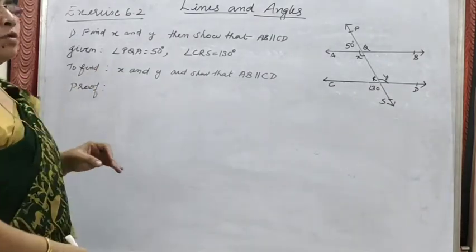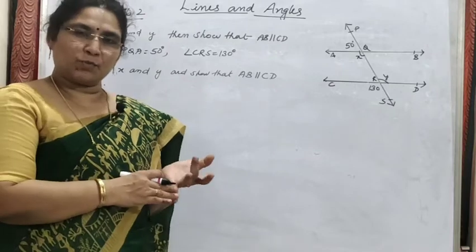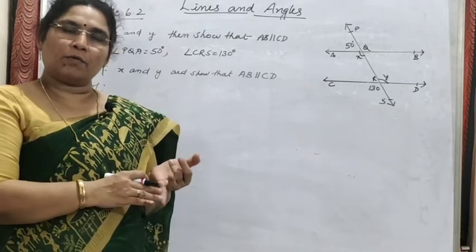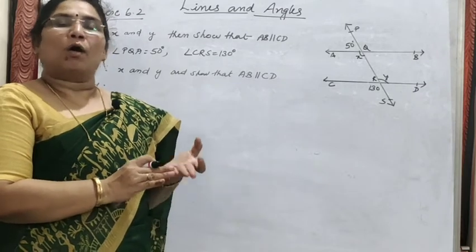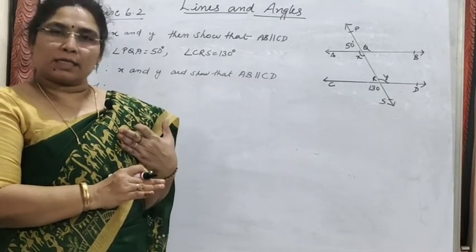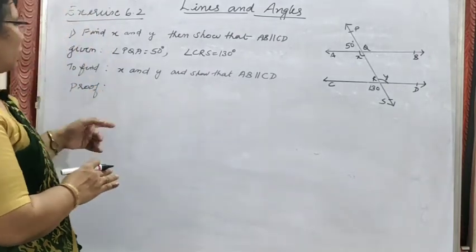When you are proving that any two lines are parallel, either we should bring it as corresponding angles are equal, or we can bring it as alternate interior angles are equal, or we can show that co-interior angles are supplementary. Then the given lines are parallel. So let us see how we can do this one.